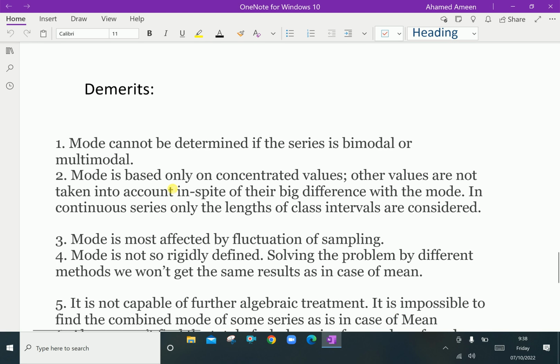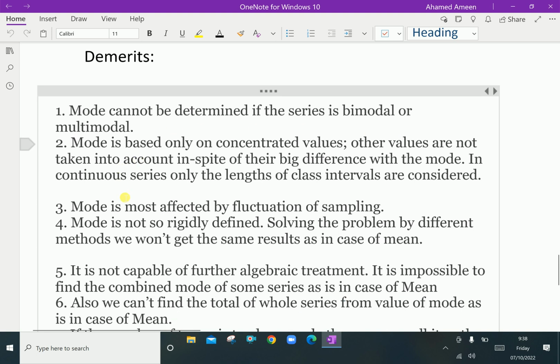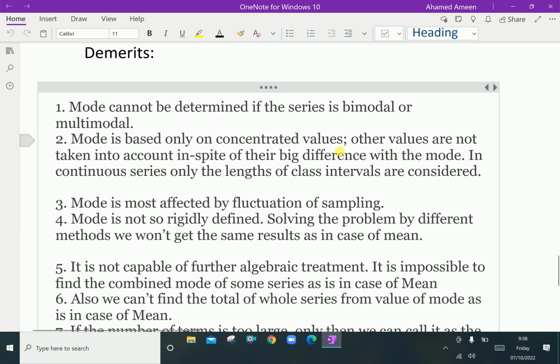Let us discuss the demerits of the mode. Mode cannot be determined if the series is bimodal or multimodal. Mode is based only on concentrated values. Other values are not taken into account in spite of their big differences from the mode. In continuous series, only the length of class intervals is considered.